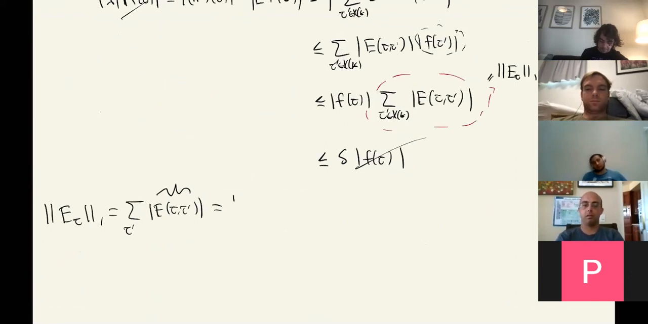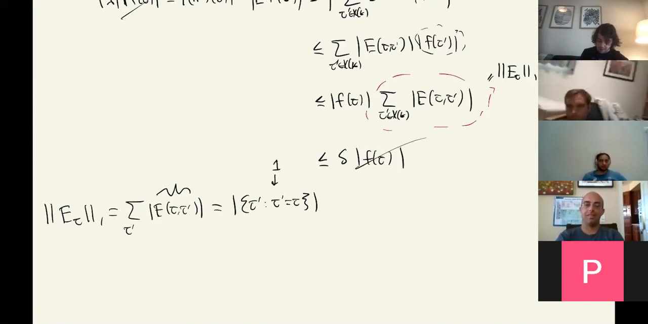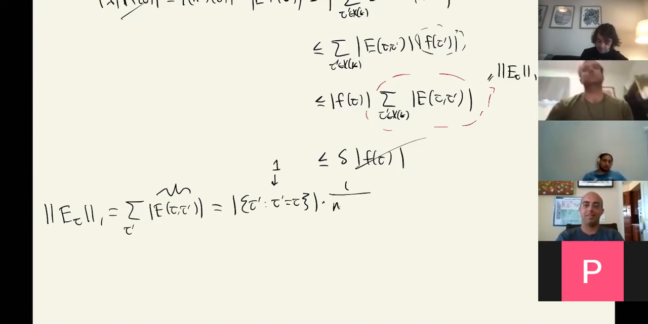Well, let's do the tau prime equal to tau case first. This is equal to the number of tau prime such that tau prime is equal to tau. And unsurprisingly, there's only one of these, which is tau. The only tau prime equal to tau is tau. And then the value we got here was 1 over n minus k plus 1. So that deals with the first case.